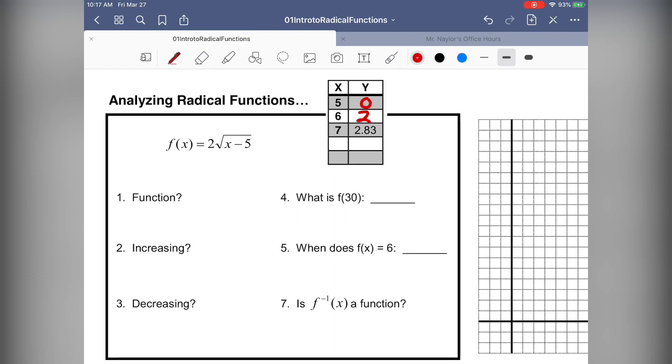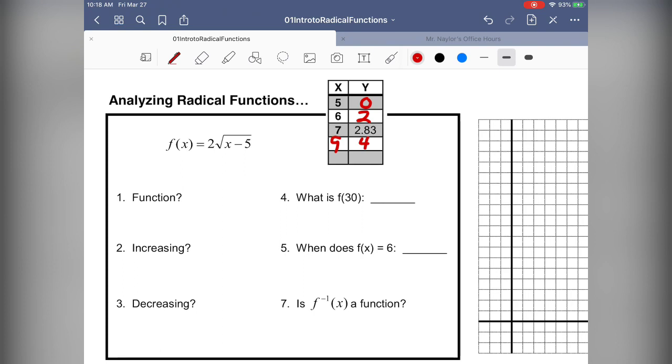I mean, could I plug in 8? Sure, I could plug in 8. That's going to end up giving me the square root of 3. I don't really want to do the square root of 3, so why don't we plug in 9? If you plug in 9, you're going to get the square root of 4. Now, I do like doing the square root of 4 because I know that that's equal to 2. And of course, when we multiply it by the 2 out front, we will end up getting 4. Can you think of one more number that would be smart to plug in?